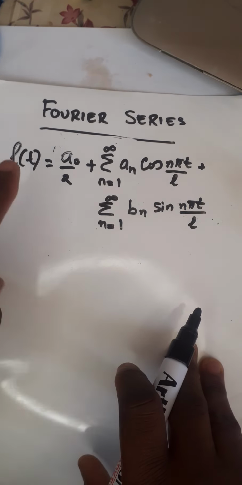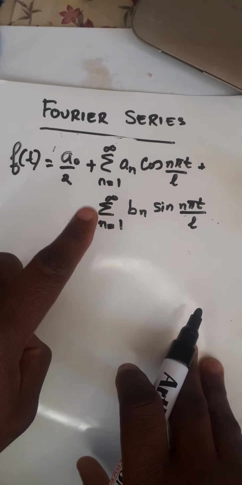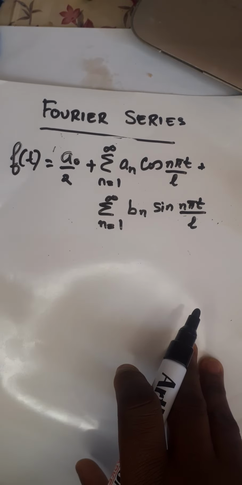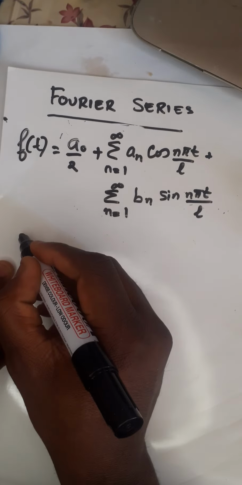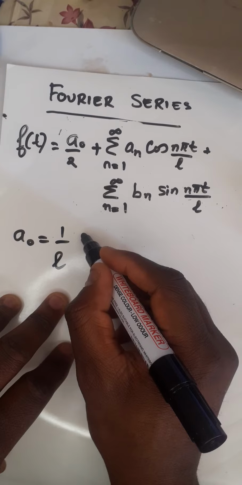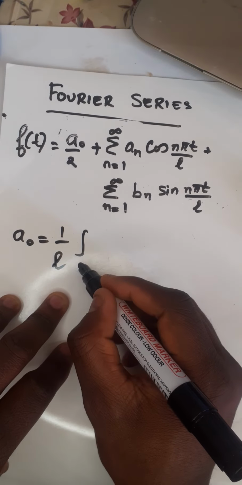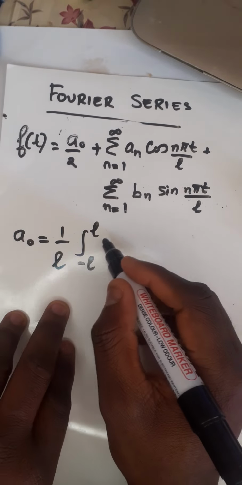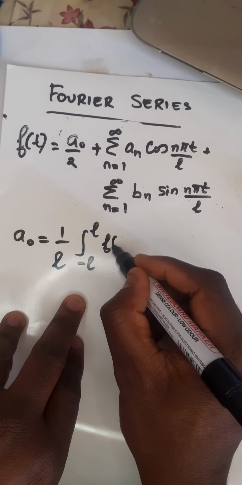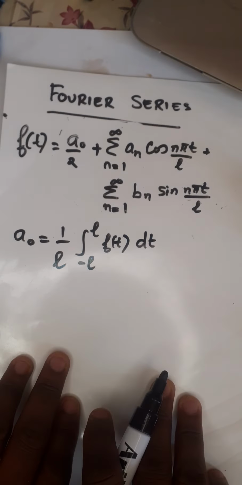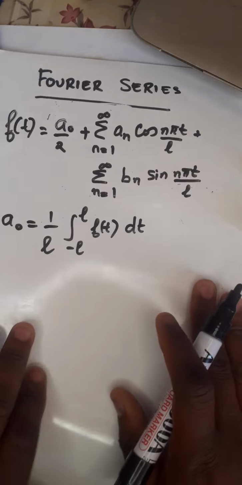And then we need to know what a0, an, and bn are. Those are the constants, and we need to find them. How do I find them? a0 is equal to 1 over L, integral from minus L to L of f of t dt. So this is your a0.